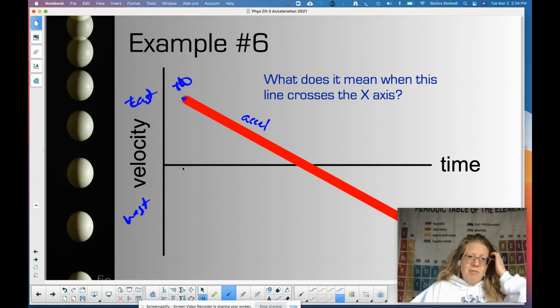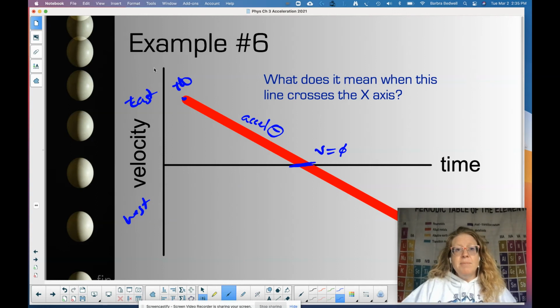So what does this graph mean? It's going from +10, and then it crosses the x-axis. So again, this is a super important point right here. This means that the velocity equals 0. This means it's coming to a stop, right? We've got a negative acceleration from positive velocities. This means that it is slowing down and coming to a stop.